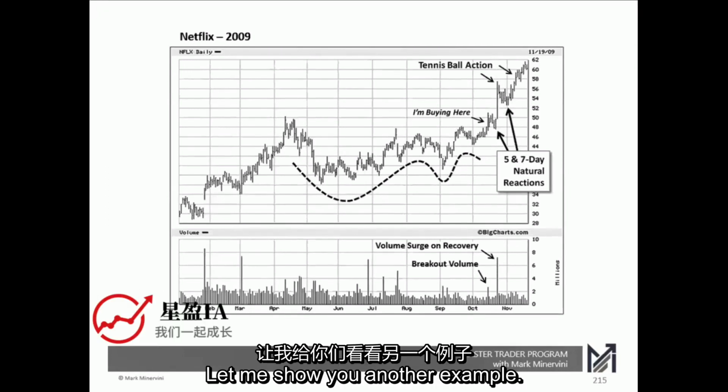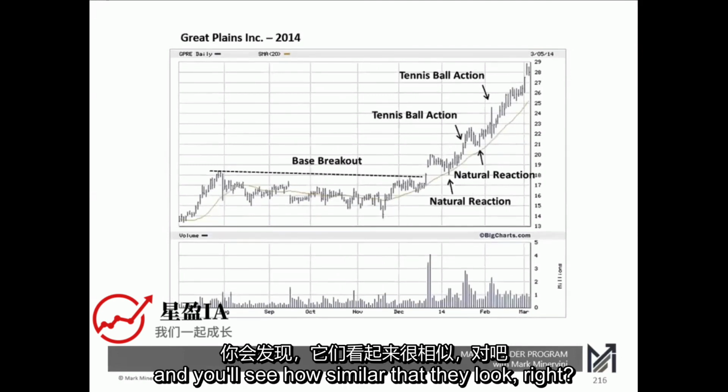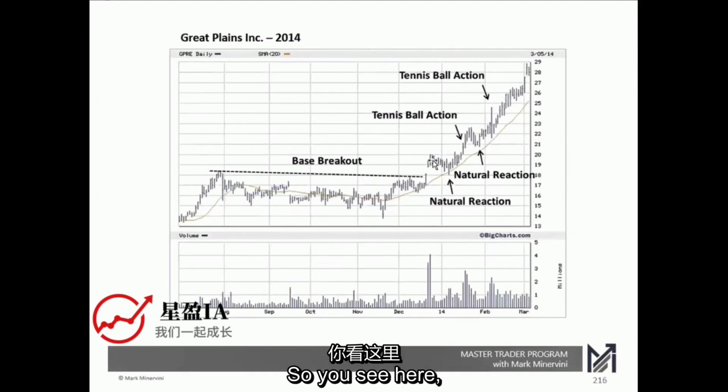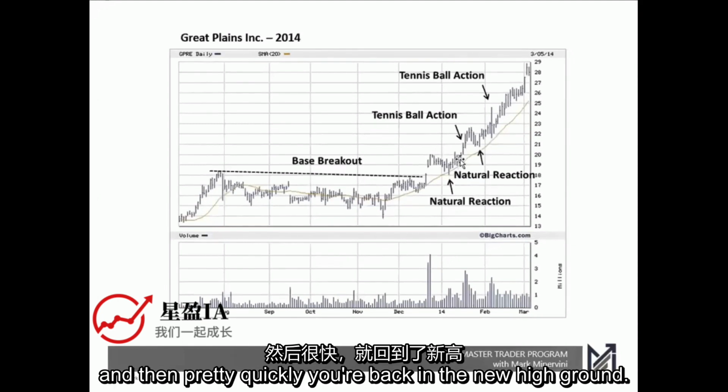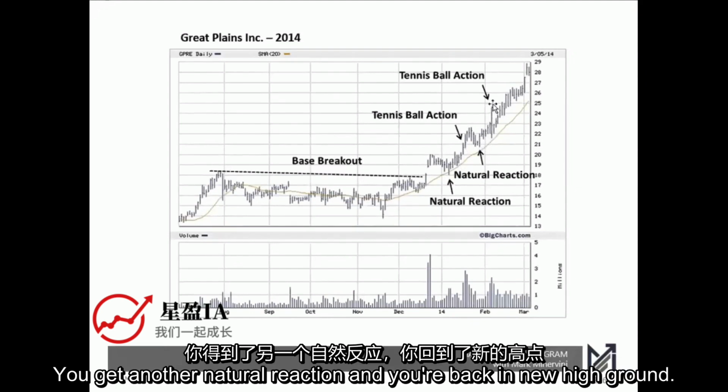Let me show you another example. So here's Great Plains, and you'll see how similar they look, right? And similar in time frame too. So you see here, you come back here for a couple of weeks, and then pretty quickly you're back into new high ground. And you get another natural reaction, and you're back in new high ground.